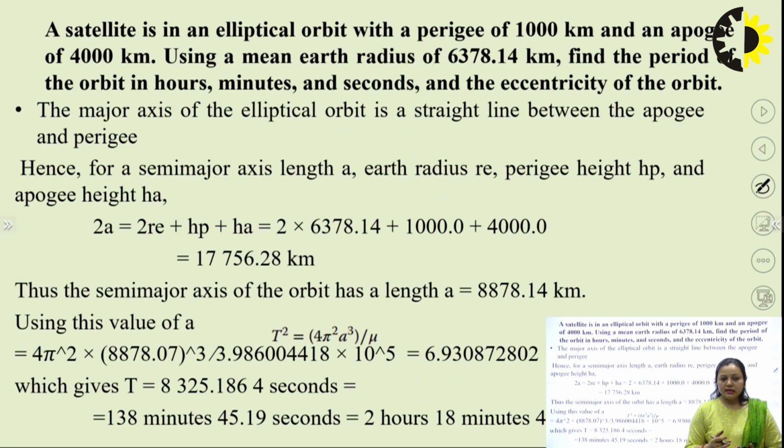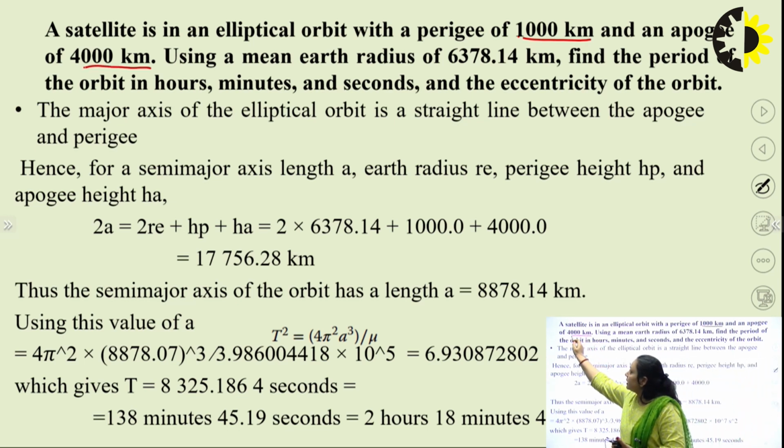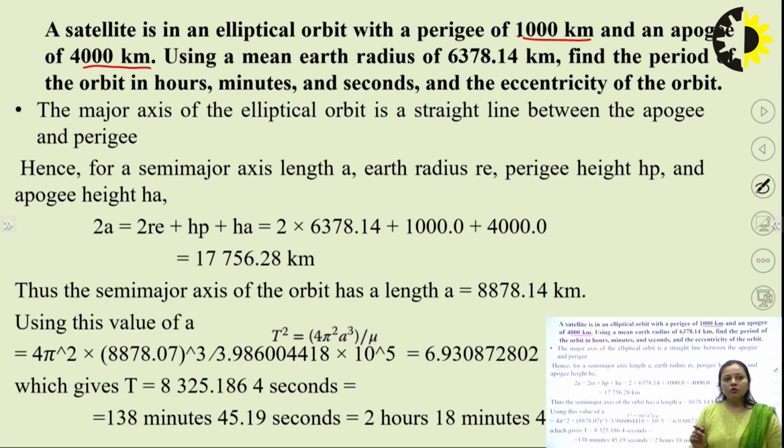Now, based on these parameters, we'll discuss two examples. First, a satellite is in an elliptical orbit with a perigee, the point closest to the Earth, at a distance of 1000 km. The apogee, the point farthest from the Earth, is at a distance of 4000 km. The mean Earth radius is a constant which we all know, 6378.14 km. We have to calculate the period of the orbit in hours, minutes and seconds, and the eccentricity.